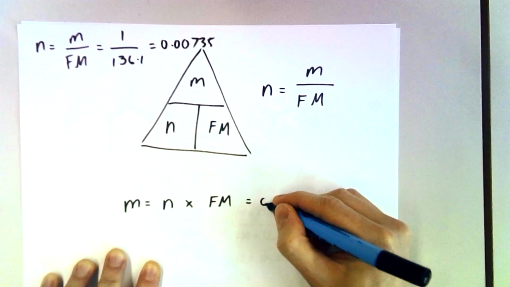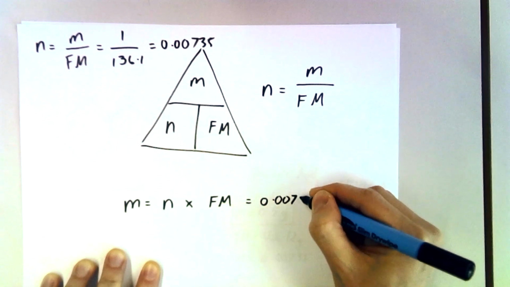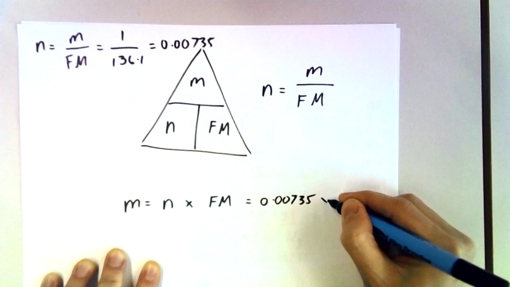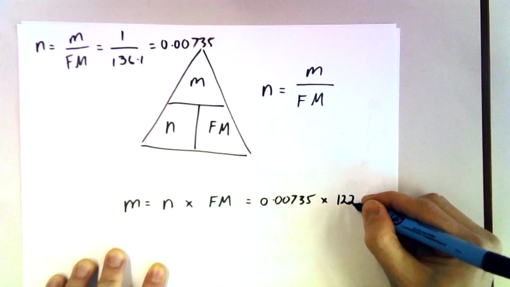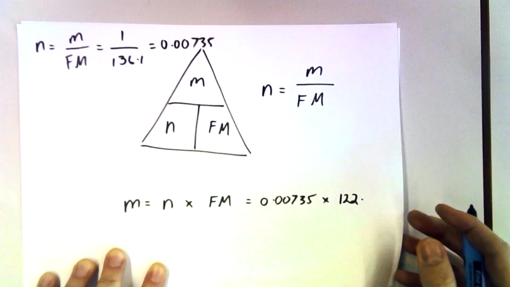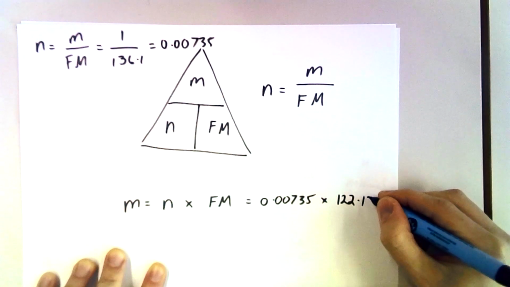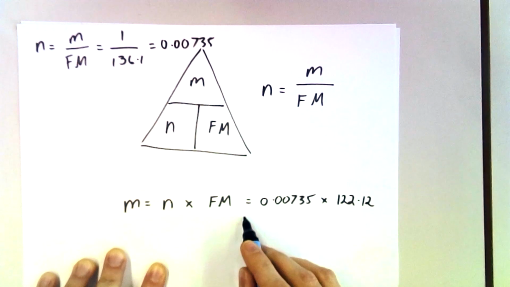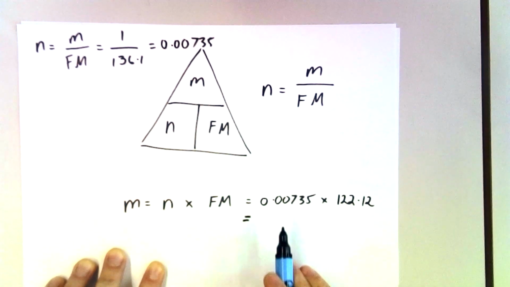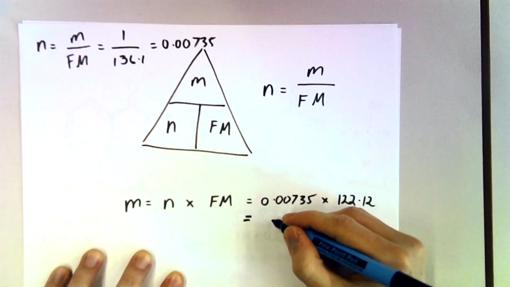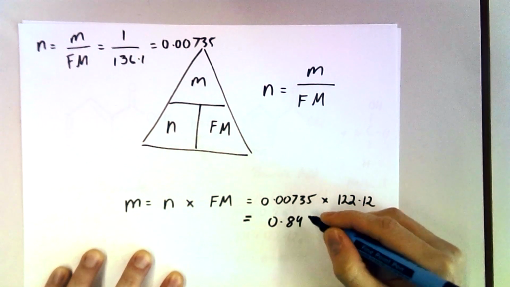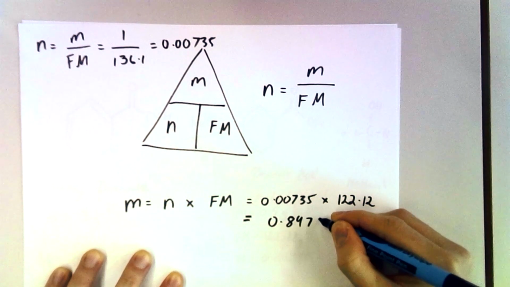The number of moles was 0.00735, and our formula mass for the benzoic acid was 122.12. When I multiply these two numbers together, I'm going to get a theoretical yield, a mass out that I'd expect. Where's that calculator again? Why, it's 0.89758.